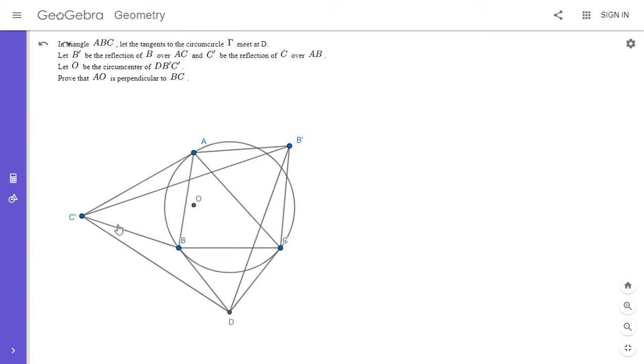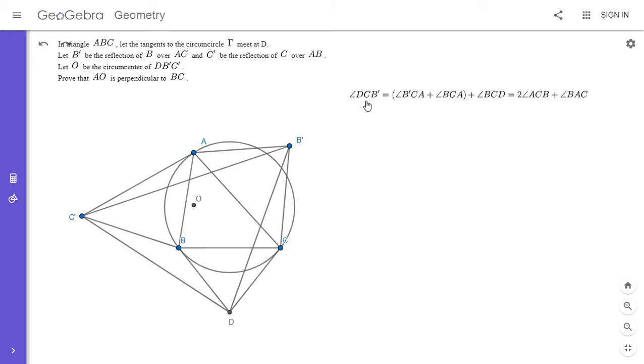So I'm going to do an angle chase to show that angle B prime CD is the same as angle C prime BD. And if that's true, that would show those two triangles are congruent. All right, so first I'm going to calculate angle DCB prime. It's equal to the sum of these two angles, B prime CA and BCA, plus angle BCD. And those two angles in the parentheses are both equal to angle ACB by symmetry, since B prime is the reflection of B over AC.